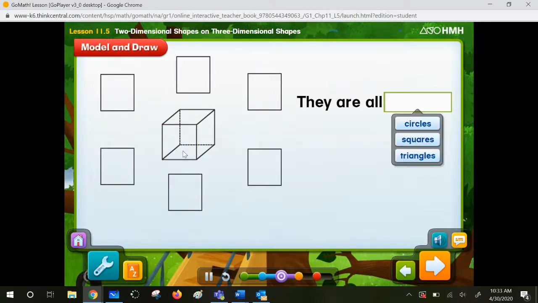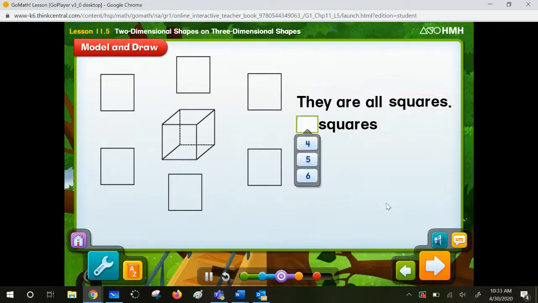What shape are the flat surfaces of a cube? That's right. All of the flat surfaces are squares. How many squares did you trace? Well, let's see. 1, 2, 3, 4, 5, 6. Good job! You traced 6 squares for a cube. There's 1 square for each surface.